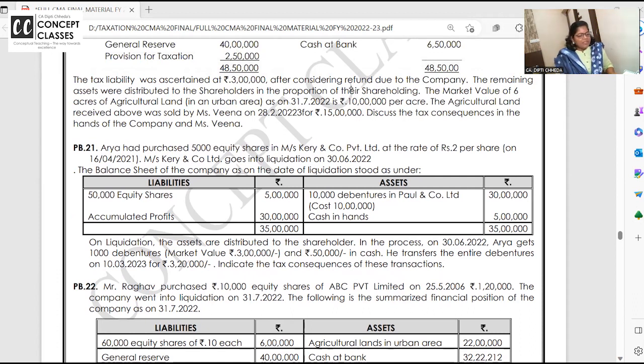First problem, what is the capital gain? Yeah, very correct. Short-term capital gain is there. 40,000. Very good, correct. And then again, debentures are also sold.